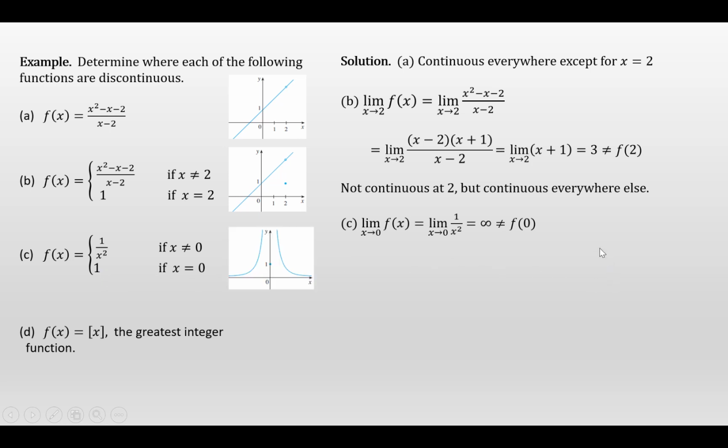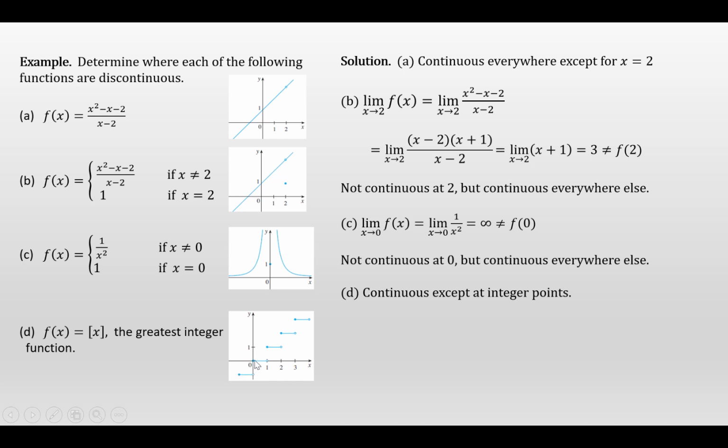So this function is not continuous, and here is the graph for that. It is not continuous at 0, but continuous everywhere else. For question D, we have the greatest integer function. Basically, this is the greatest integer that is no bigger than x. So for example, if x is 2.1, then the greatest integer of 2.1 should be just equal to 2, because it's the greatest integer that is no more than 2.1. Basically, this function will be continuous everywhere except when x is an integer. Let me show you the graph that explains that.